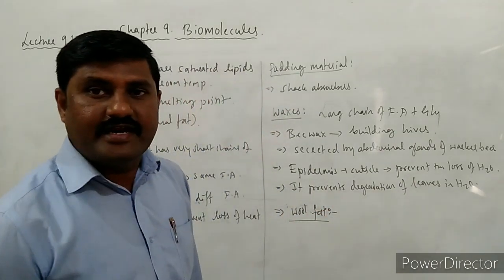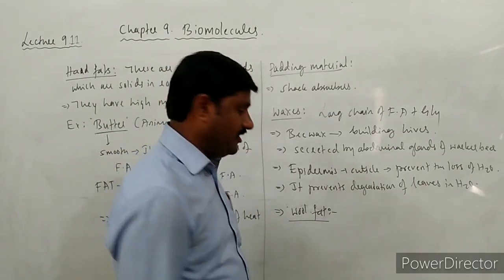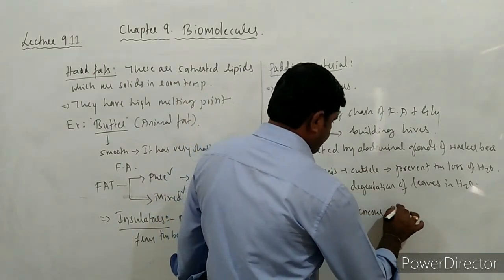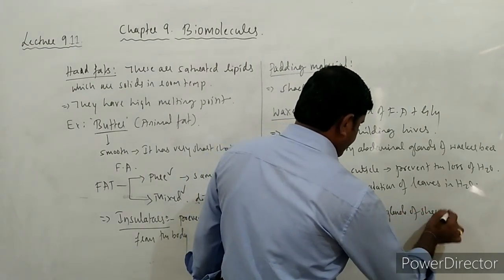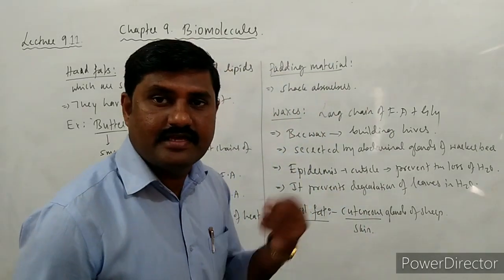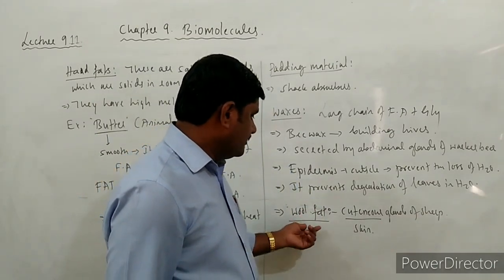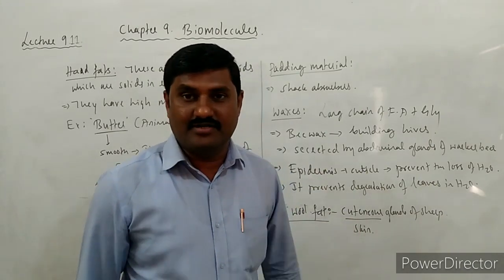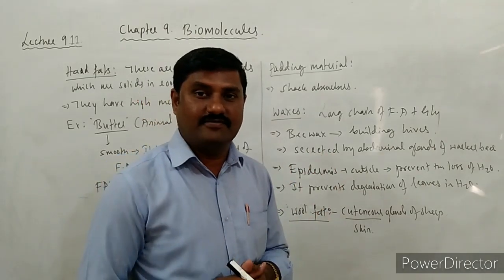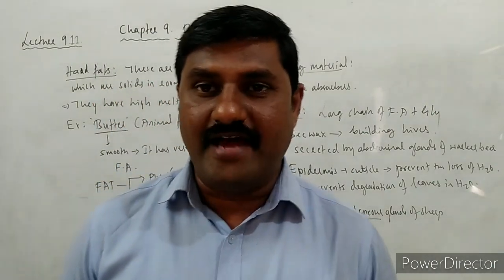This is secreted by the cutaneous glands of the sheep. Cutaneous stands for skin. On the skin there are certain glands, they secrete this wool fat. So this prevents the absorption of water, so the water doesn't stay for a longer period on the hairs of the sheep itself. This is wool wax, or wool fat, it is called.